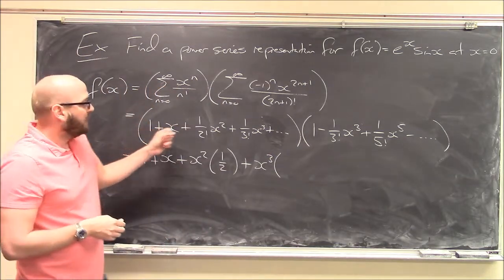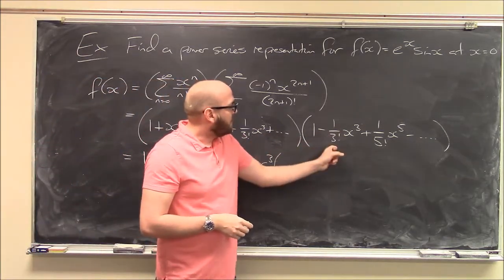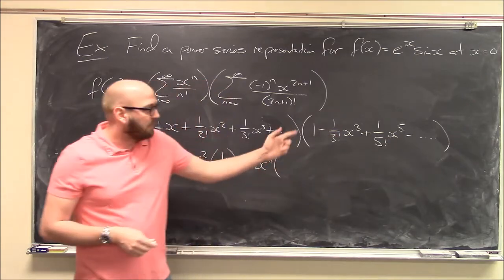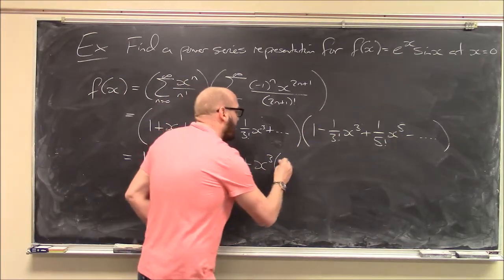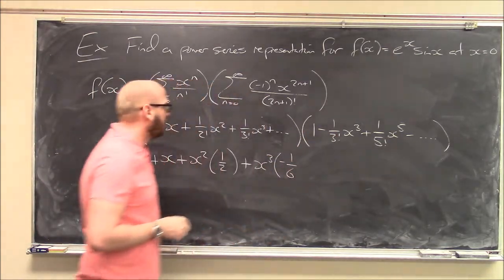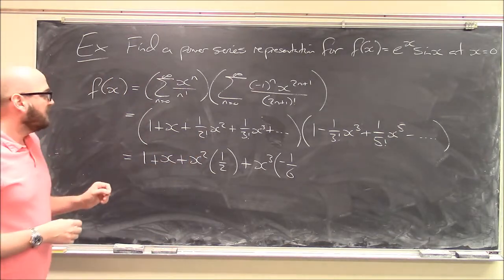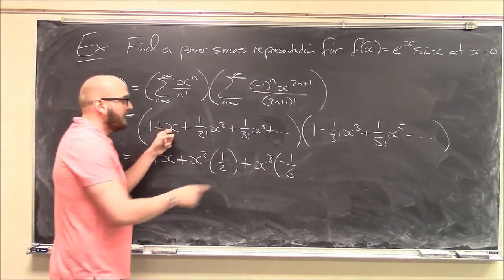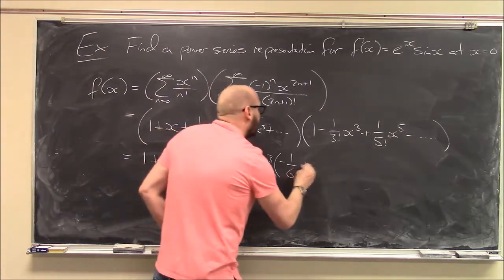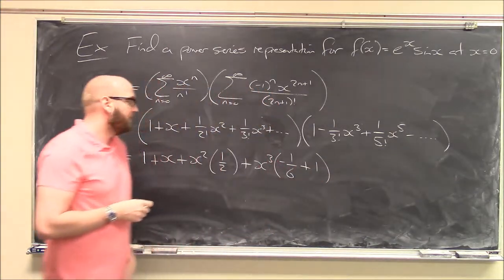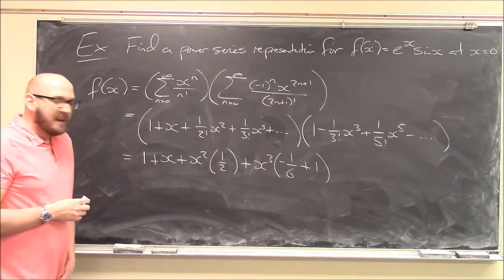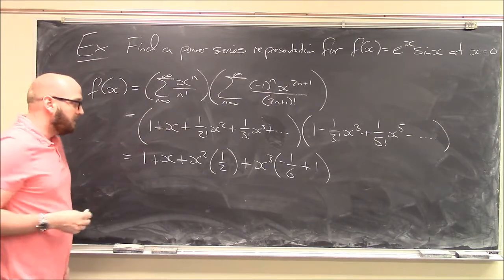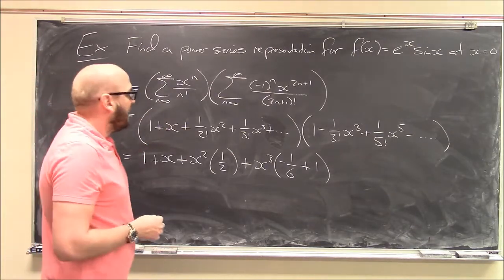Well, I have 1 times minus 1 over 3 factorial, 1 over 6, times x cubed. So I've got minus 1/6 x cubed from that multiplication. But there is another way to get an x cubed term. I could do x times 1, so plus 1. And that would be all my x cubed terms if I did this infinite multiplication. And then you keep playing this game.